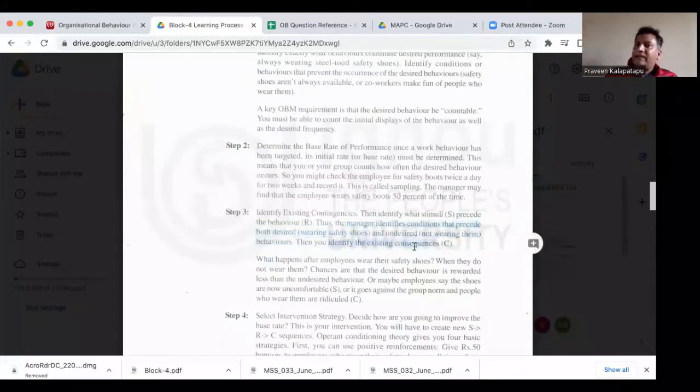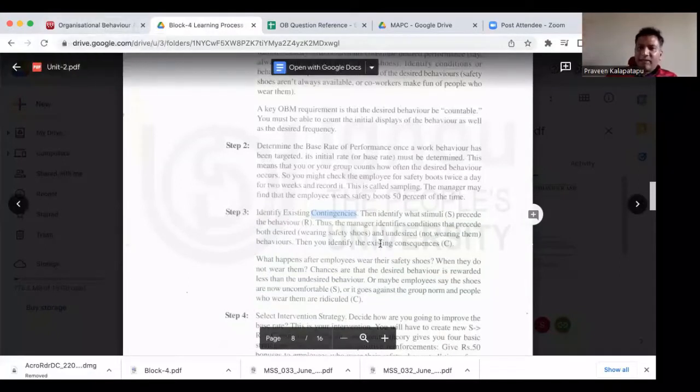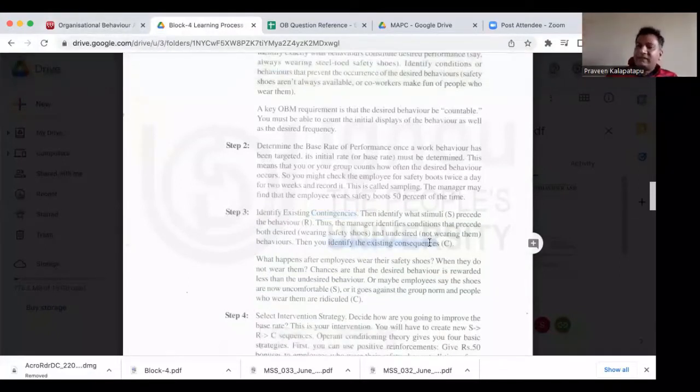Then identify existing consequences. What happens after employees wear these particular safety shoes, or when they do not wear them? Chances are that the desired behavior is rewarded less than the undesired behavior. Maybe employees say they are uncomfortable, and it goes against the group norm, and people who wear them are ridiculed, right? So I thought the word contingency didn't click with this description. Hence I replaced it with consequence, because identifying the existing consequences is what is used here, which is more suiting according to me.